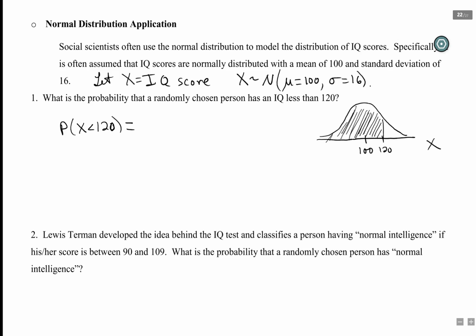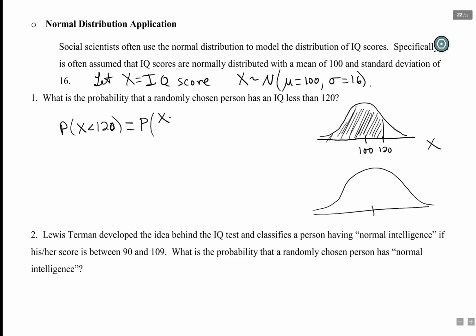We can't find this area directly because we don't have a table for a normal distribution where the mean is 100 and the standard deviation is 16. We only have a table for the standard normal. So we need to transform our X to a Z. I'm going to do the transformation over here with the probability statement.